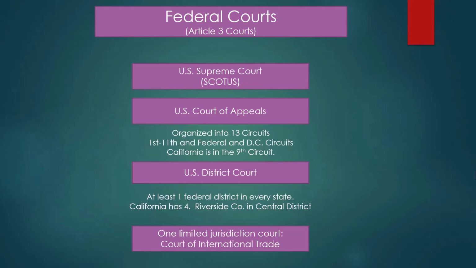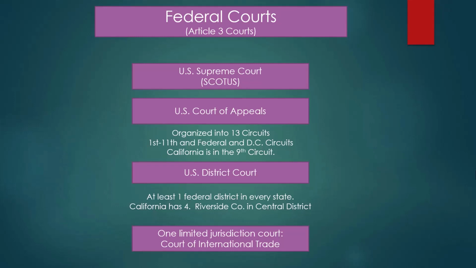The Intermediate Appellate Court is called the U.S. Court of Appeals and is organized into 11 numbered circuits, 1st through 11th, and 2 named circuits, Federal Circuit and the District of Columbia Circuit. The federal trial courts in California fall under the appellate jurisdiction of the U.S. Court of Appeals for the 9th Circuit.